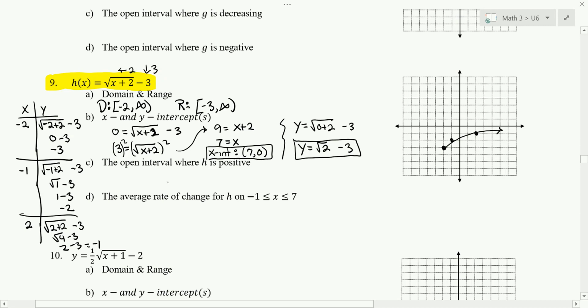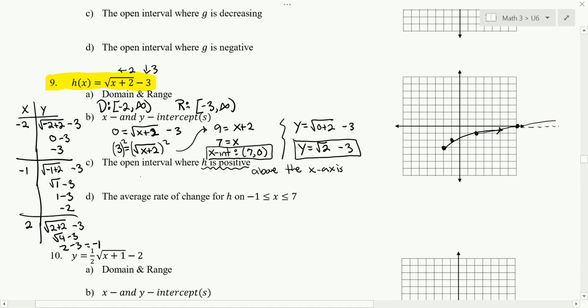So our graph is going to be positive when it's above the x-axis. So when it says h is positive, it's meaning above the x-axis. Well, our graph, as we see, is below the x-axis until it hits the x-intercept. Where is it going to hit the x-intercept? Well, in part B, we see it hits the x-intercept at 7. So 1, 2, 3, 4, 5, 6, 7, about right here. So once it hits that, after that, it's going to be above the x-axis for the rest of the time.